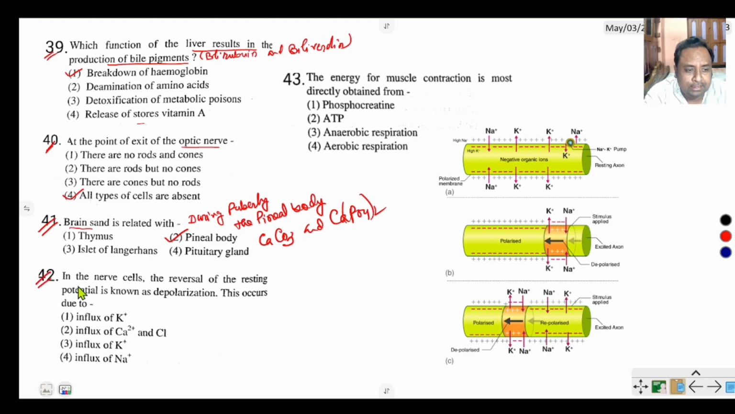42 number question says, in the nerve cells, the reversal of the resting potential is known as depolarization. In case of resting potential, the negative charge is present inside and positive charge outside. That means sodium ion outside, potassium ion inside. But when depolarization occurs, the sodium ion starts to influx and potassium ion starts to efflux. That means during depolarization, the influx of sodium ion occurs.